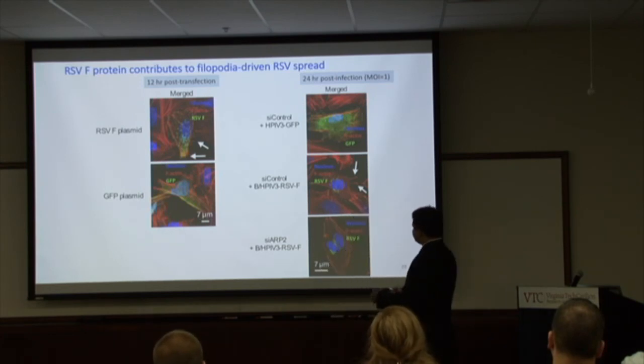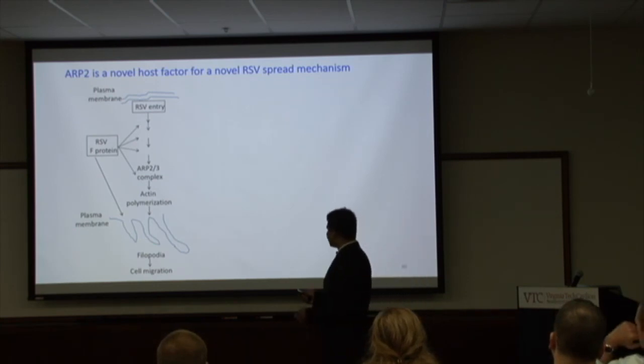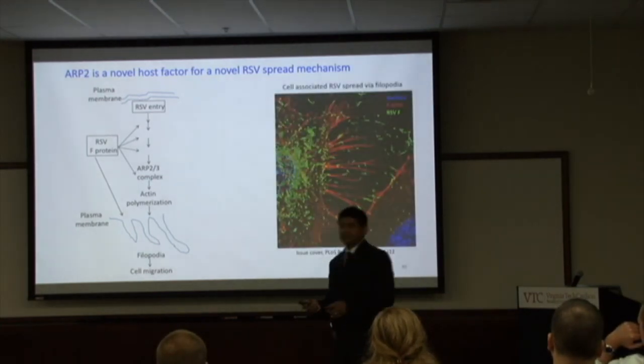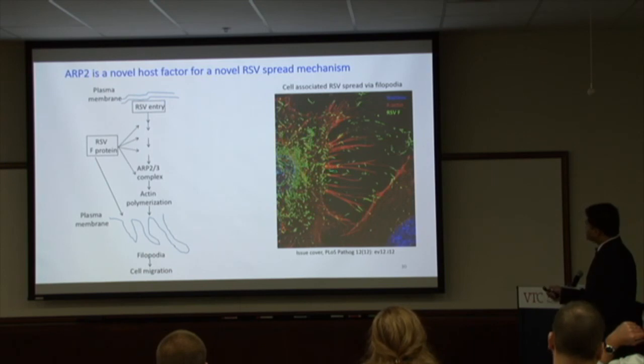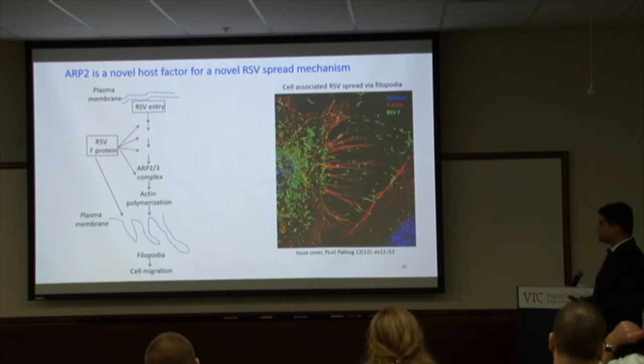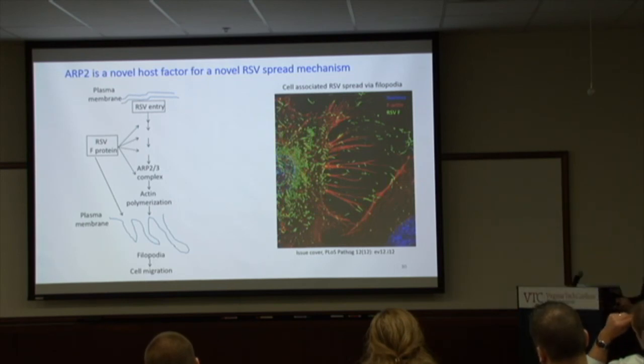So here is the model, which looks like this. We found RSV F protein and cellular proteins in Filopodia induction. These results were highly appreciated by PLOS Pathogens. They made our results a cover issue. And you can see the nice image of how virus infection induced Filopodia, and this Filopodia is used for transmitting virus. So it's quite amazing how the virus can efficiently hijack the cellular machinery for its own benefit.